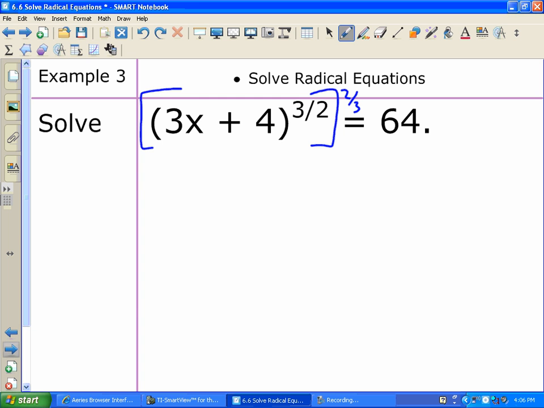If I raise it to the 2/3 exponent, I will distribute the 2/3 to the 3 halves. 2/3 times 3 halves is 1. And I am shocked to see that when I multiply 2/3 by 3 halves, my exponent of 3x plus 4 becomes the power of 1, which is just 3x plus 4.